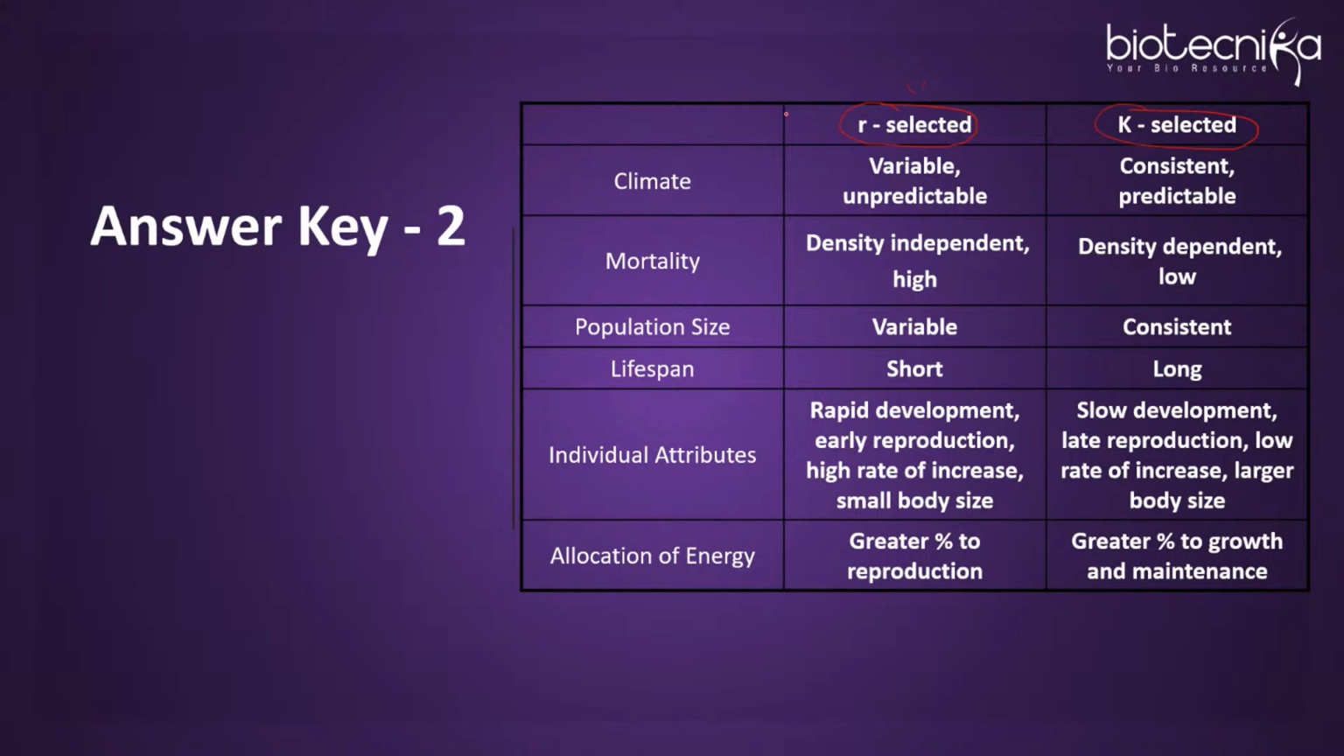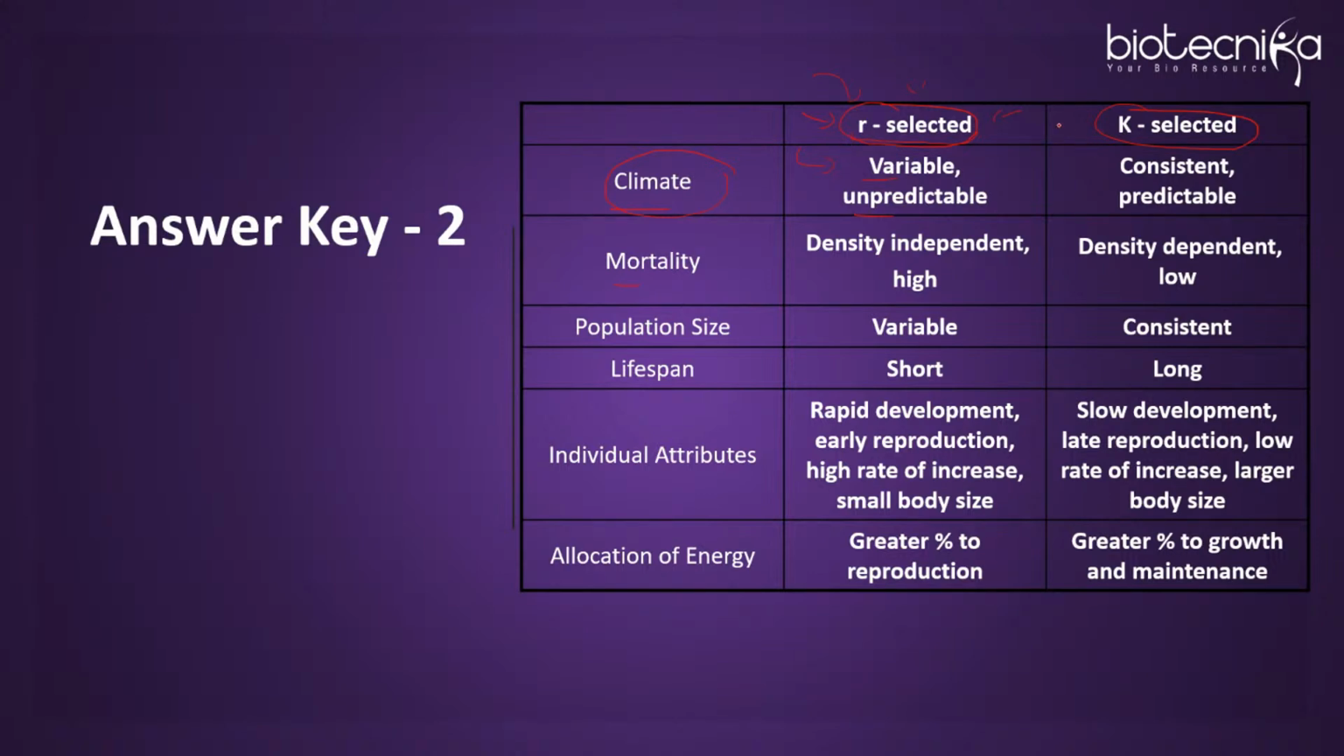Very good. So we were talking about the R selected, K selected. See, what are the main differences? R selected, these organisms which we place under the R selected category, they do not wait for a stable environment to reproduce. They may survive in an environment which could be variable, which could be unpredictable. So these are mostly the pioneer species. You know about ecological succession? So the pioneer species belong to the R category.